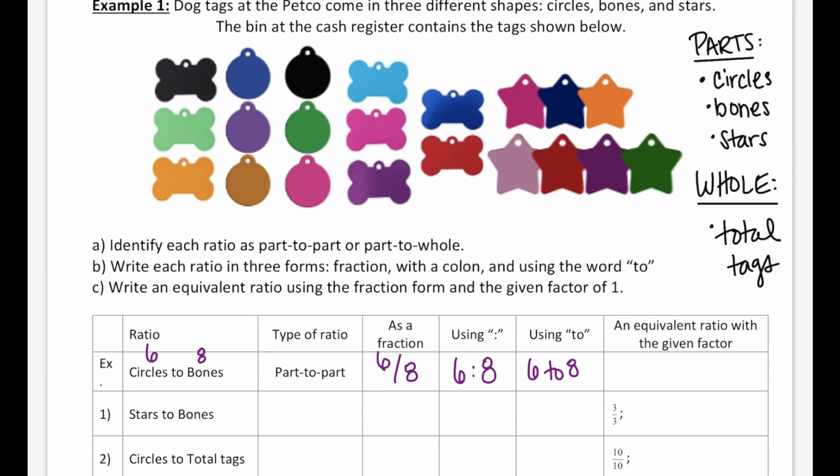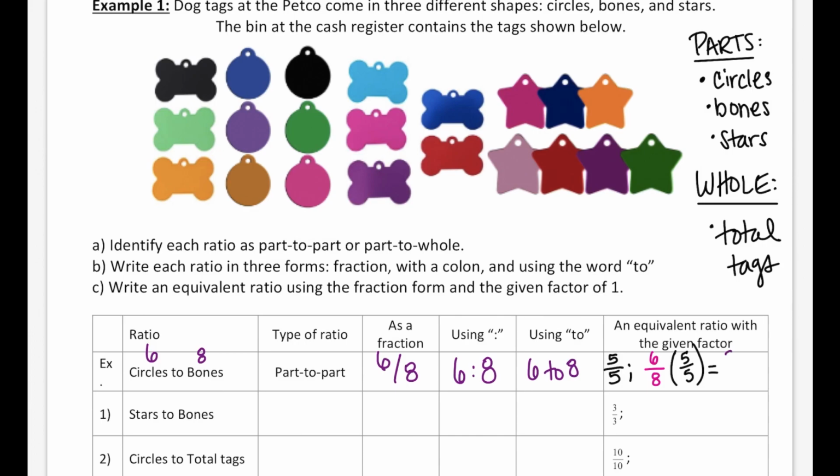Now an equivalent ratio with the given factor, but I haven't given you one yet. So I'm feeling like 5 today. What this means is if there were 5 times as many circles, for this ratio to be equivalent, there would also have to be 5 times as many bones. And for that matter, 5 times as many stars and total tags. So the way that we do this is we're going to take the fraction form of our ratio, 6 to 8, and we're going to multiply it by this factor, 5/5, this big 1 factor. And that's going to give us an equivalent ratio for what if there were 5 times as many of these.